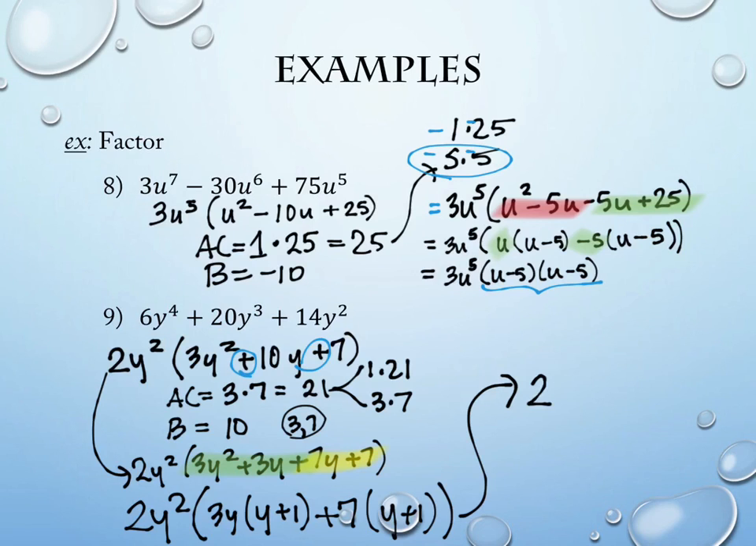So again, I have 2y squared in front. The part they have in parentheses in common is what? Y plus 1. You don't actually have to list it first. I just usually look for the common piece first. And then what remains? 3y plus 7.